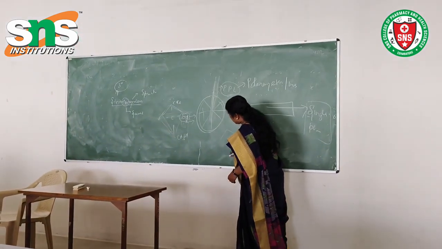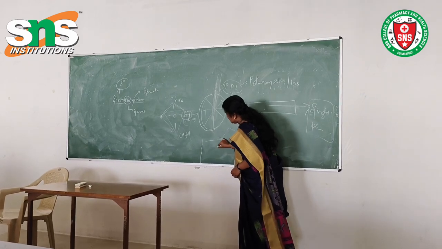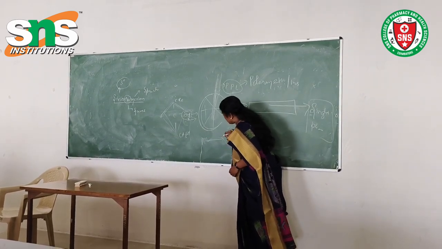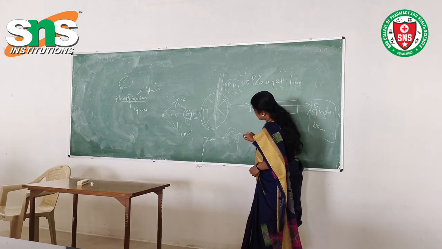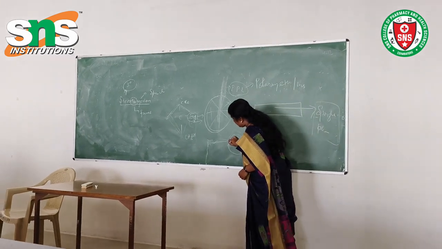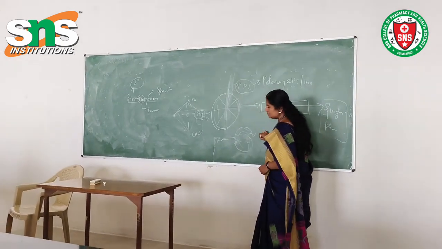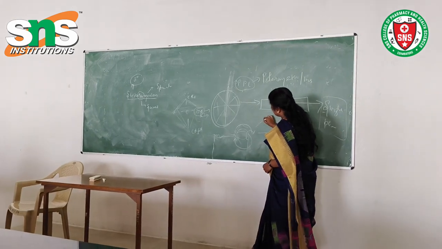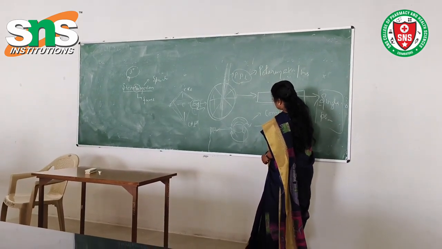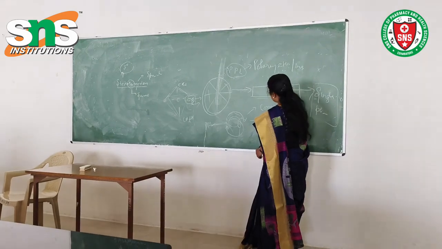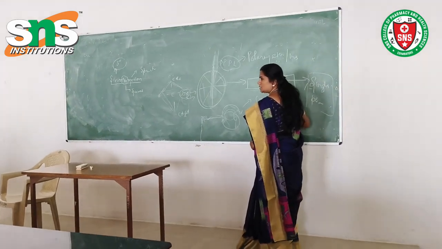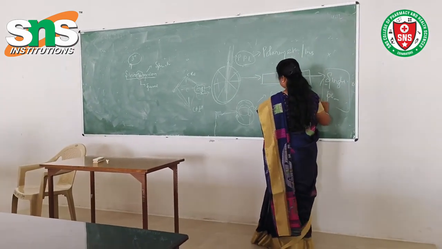When you pass plane polarized light through a substance which has the property of rotating this light, then that particular compound is said to be optically active.